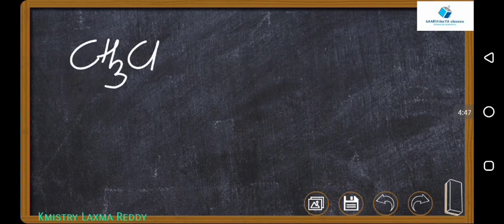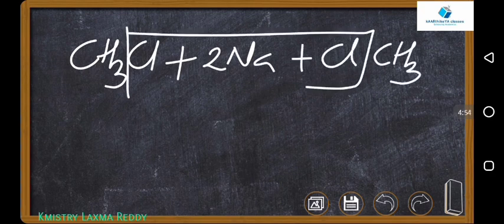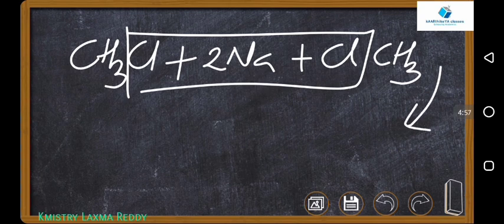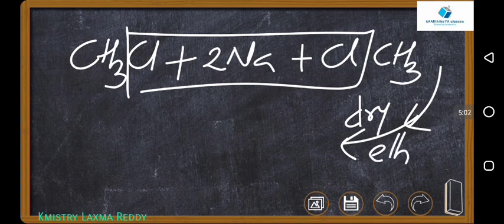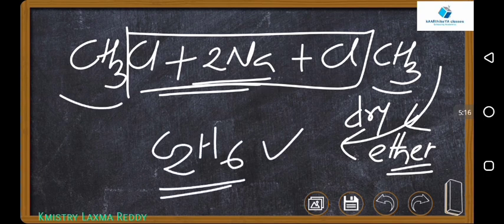See some simple examples. Methyl chloride plus sodium. For easy purposes I am writing it like this, with methyl chloride treated in the presence of dry ether. The medium is very important here. Remember, in your chemistry paper, whenever you see a question with sodium and dry ether, go blindly with the Wurtz reaction. So this methyl and this methyl give you ethane. So you will get an alkane with an even number of carbons.